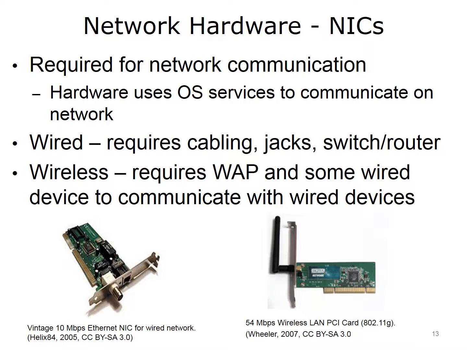The images on the screen illustrate a couple of NICs. The image on the bottom left of the slide is a vintage 10 megabit per second Ethernet NIC for wired network communication. This old-style NIC has two connector types on it. The connector type on the left side of the image is an old BNC connector type. The connector type on the right side of the image is what a user would use to plug in an RJ45 jack Ethernet cable. The image on the right side of the slide is a 54 megabit per second wireless PCI, Peripheral Component Interconnect card, which relates to the IEEE 802.11g standard.